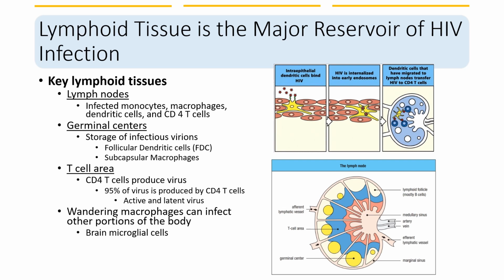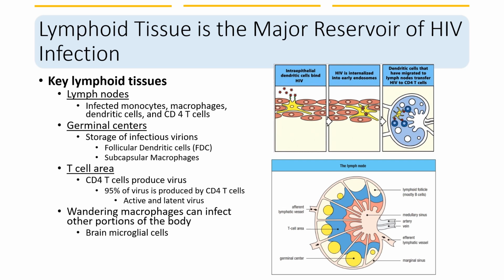In HIV infection, lymphoid tissue serves as a major reservoir for the virus. The key lymphoid tissues involved are lymph nodes, germinal centers, follicular dendritic cells, subcapsular macrophages, and the T cell area. Now, these tissues contain infected monocytes, macrophages, dendritic cells, and CD4 T cells that produce and store infectious virions.